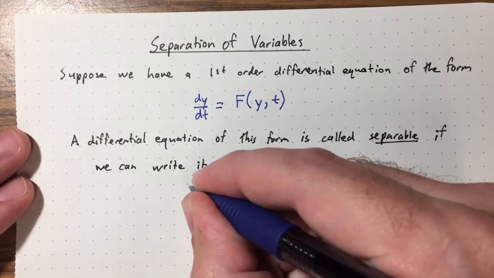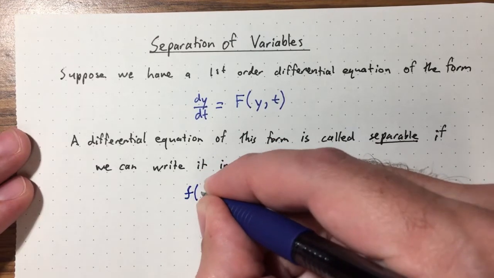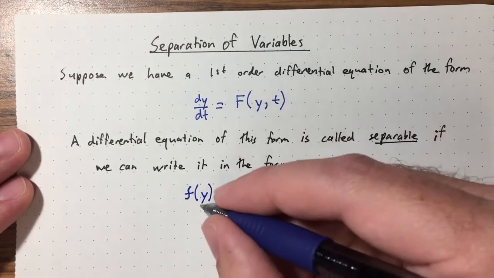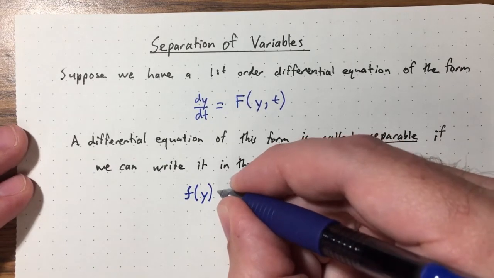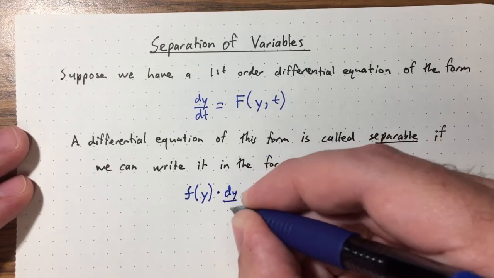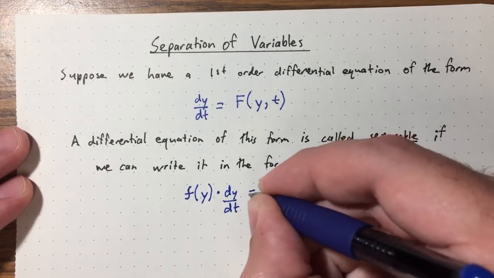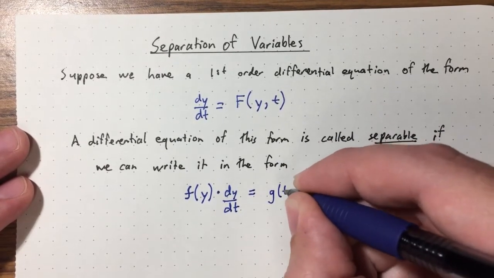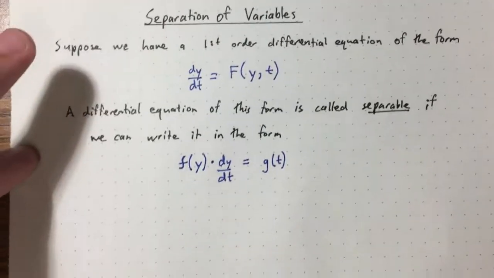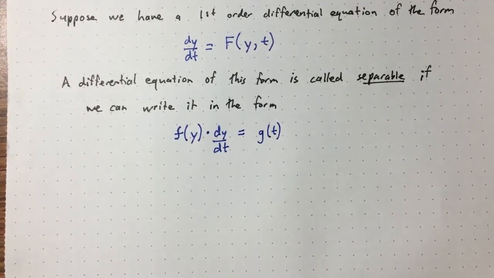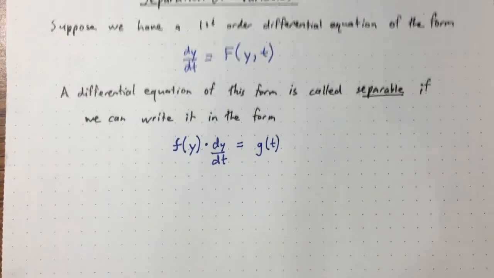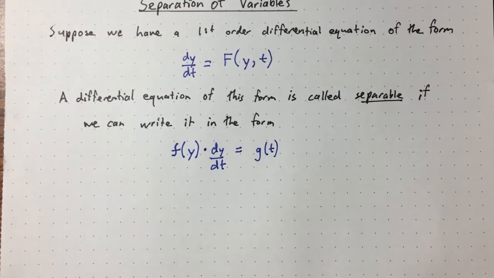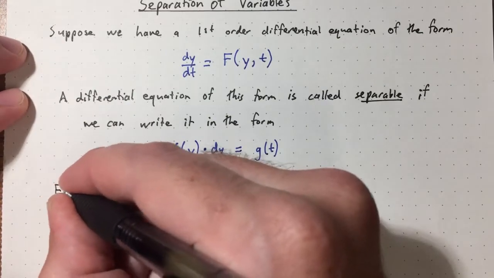So we want to be able to write it in the form some function of y alone, without t, times dy/dt equals, and then on this side we should just have a function of t, so g of t. So if we can write a differential equation in this form, we call it separable. Let's look at some examples.